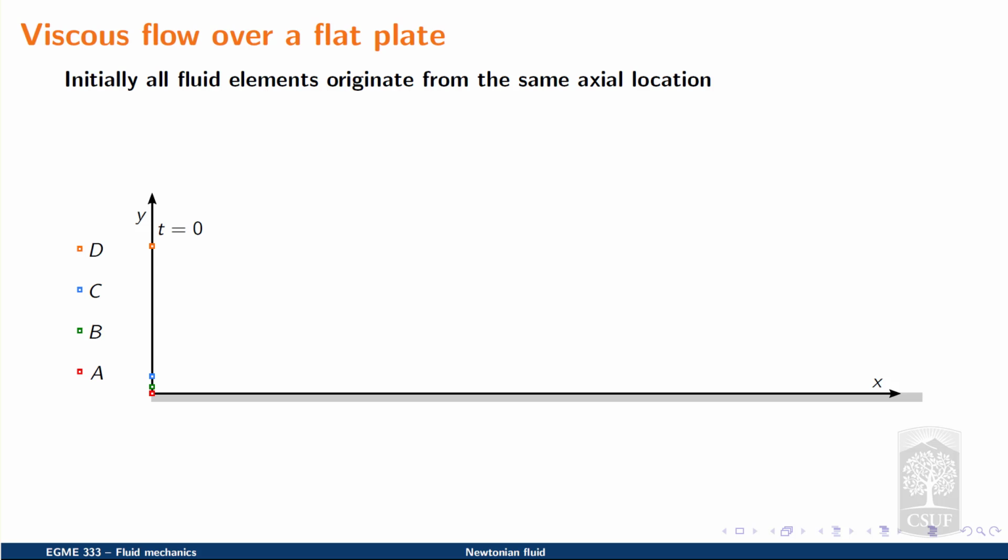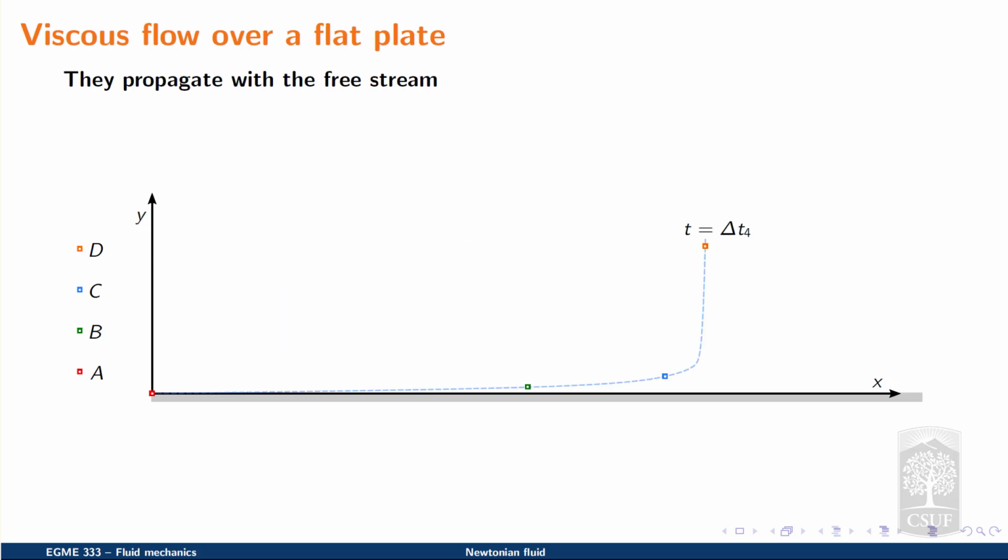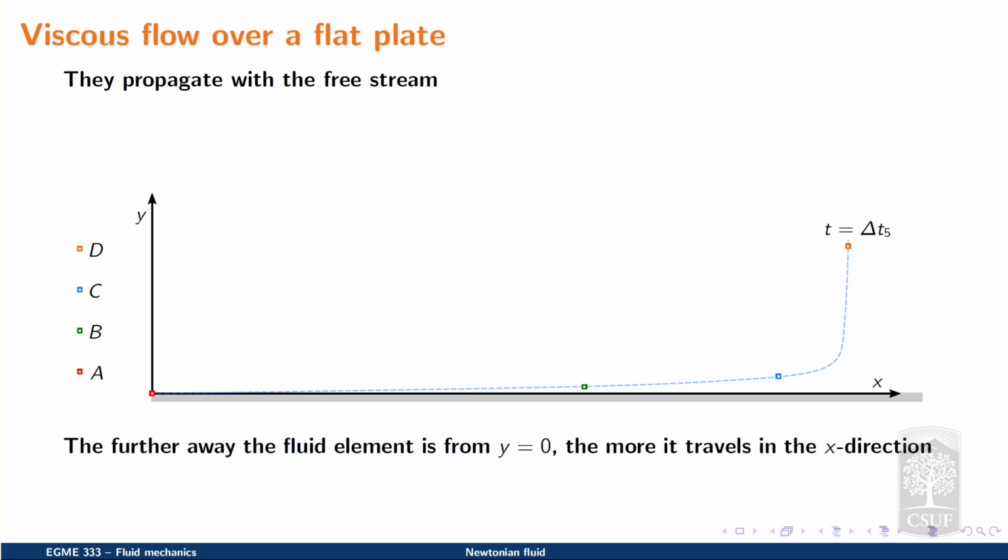As the flow travels downstream past the plate, the fluid elements propagate with the free stream. It's observed that the further away the fluid element is from the surface of the flat plate, which corresponds to y equals 0, the more the fluid element travels in the x direction. Its position x is equal to its velocity little u times the amount of time passed, delta t.